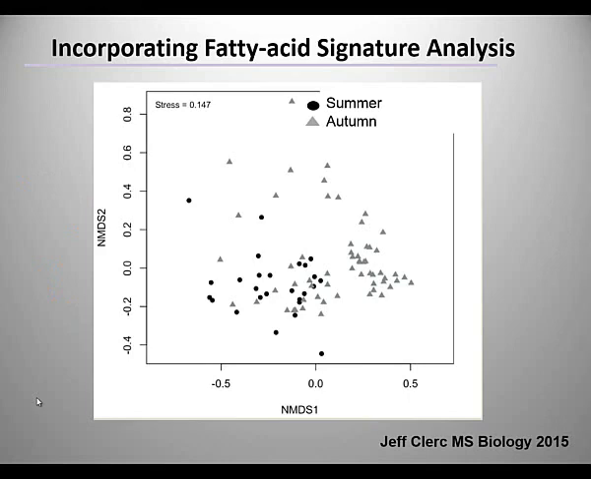Another thing that's been tried: Jeff Clerk was a master's student in biology at Humboldt State, and he used a very similar construct, thinking that the fatty acids incorporated into a bat would differ between resident and migratory animals. Again, we see a picture which is a little bit suggestive of something, but not a very clear pattern. So what we're trying to do now is combine some of this fatty acid signature analysis with the isotopes from these exact same individuals to see if we can symbiotically improve our resolution there.